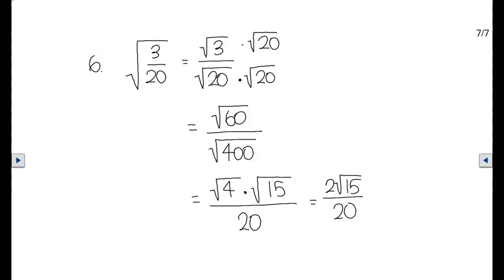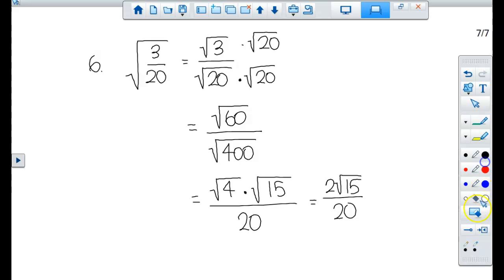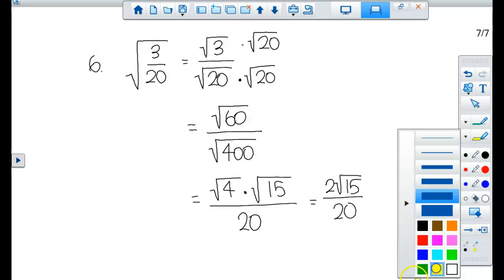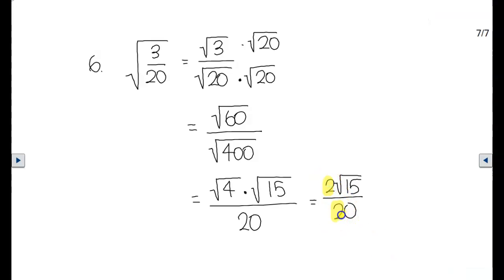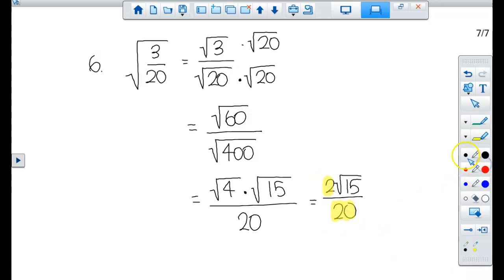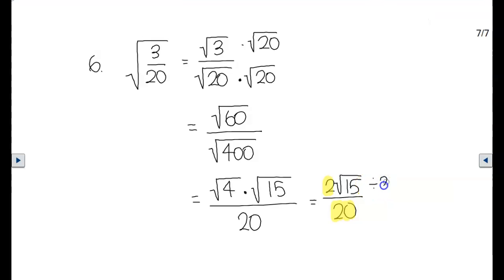So now, square roots have been simplified. Let's check one more thing. Outside numbers. Will they reduce? 2 and 20. Well, I know both of those are divisible by 2. So this is going to be the square root of 15 over 10 for my final answer.